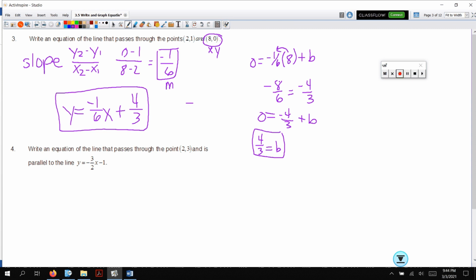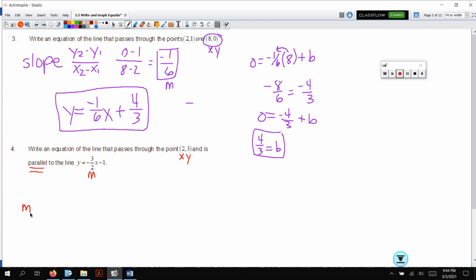Okay, so when you have 2 points, find the slope, find your y-intercept, and put it together. All right, now we have a different situation here in number 4. We're going to write an equation of a line that passes through a point, this x comma y, and is parallel to the line. So that means this is my slope. That's the only thing I'm taking from that line.